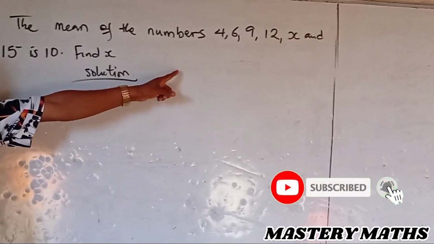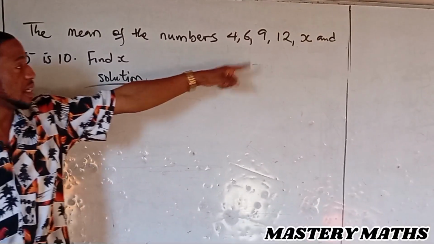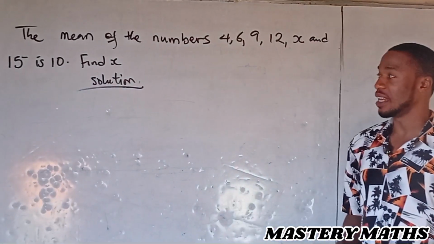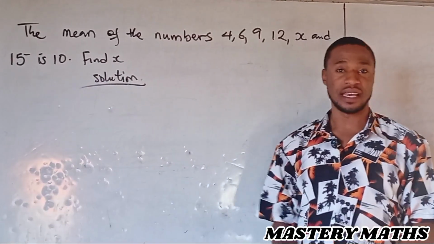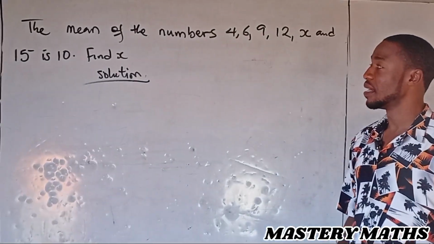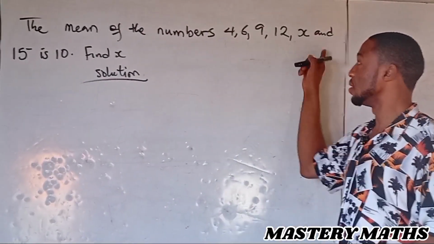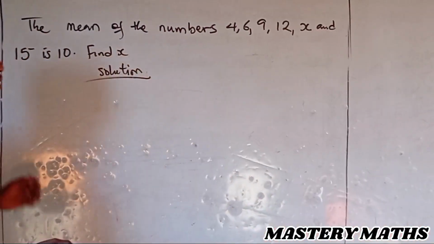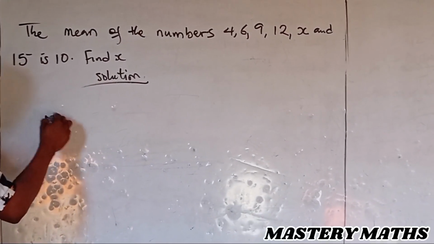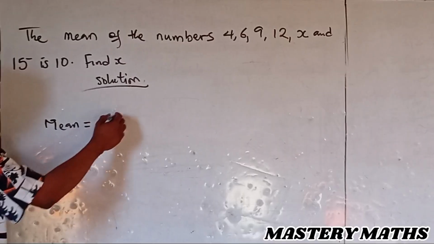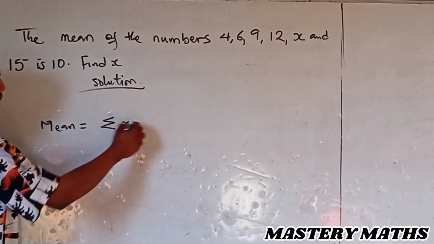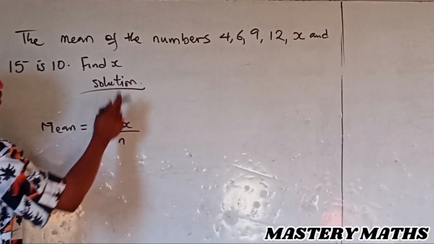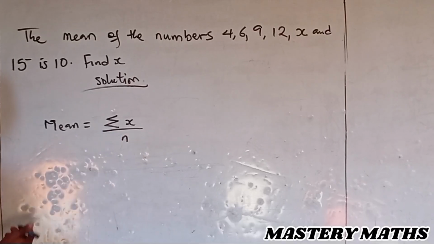The mean of the numbers 4, 6, 9, 12, x, and 15 is 10. Find x. To find x, we need to put the formula for mean. We say mean is equal to summation x over n, the summation of all the listed numbers over n.